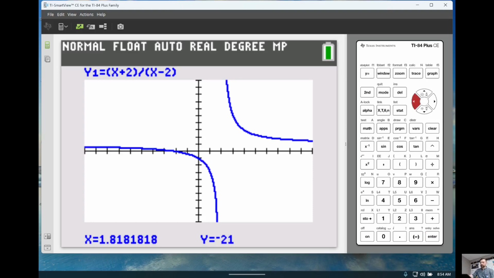You have to move the cursor a little bit to the left. See that it's going down. I don't know. It's going down real fast. So this is like negative infinity.